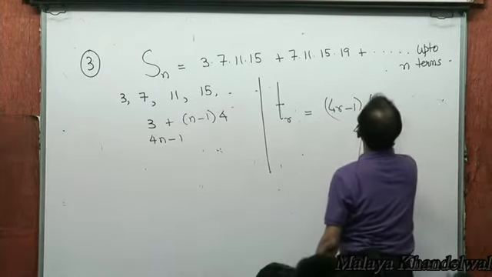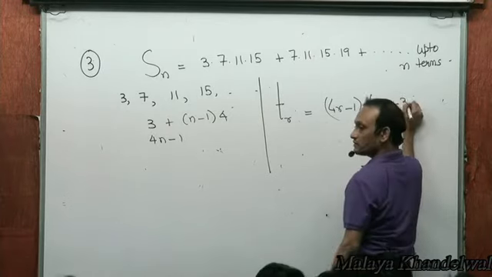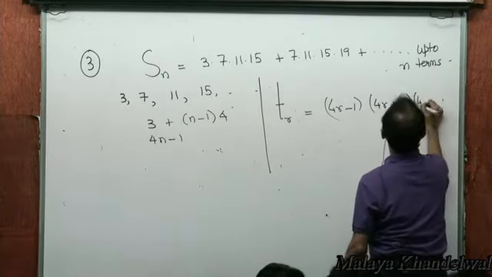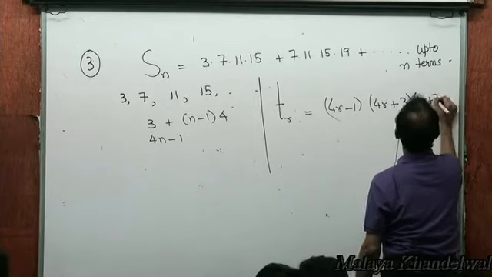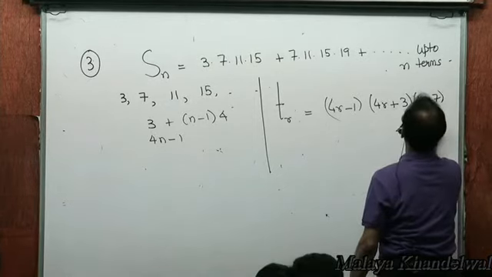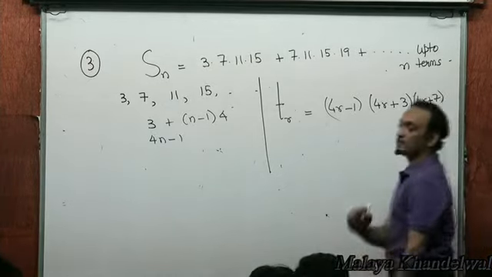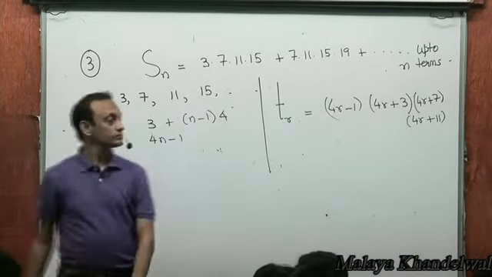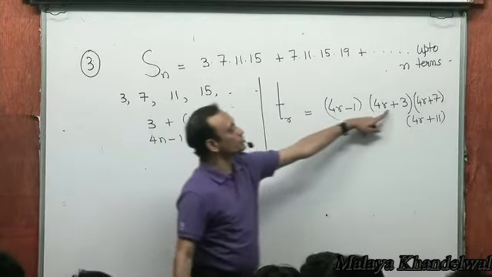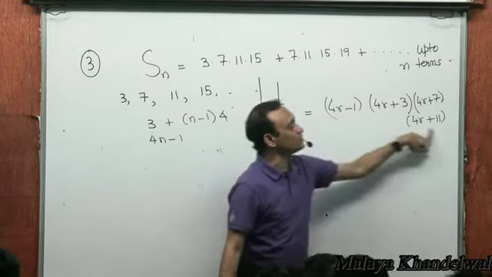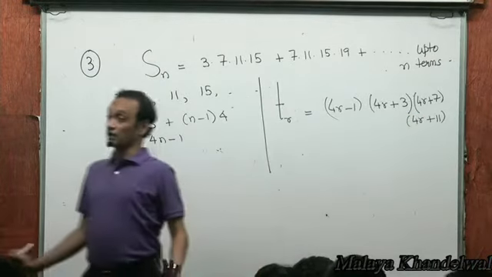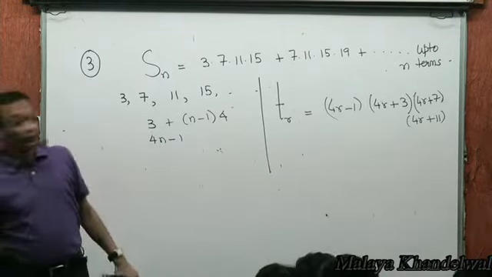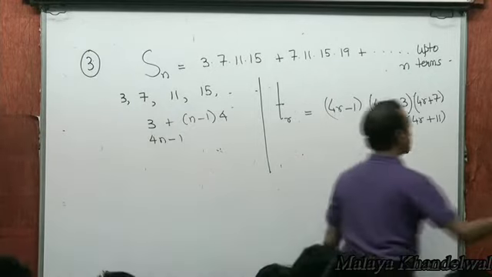So add 4. That makes it 4r plus 3, then 4r plus 7, and then 4r plus 11. Yes or no? That's the rth term. The rth term is 4r minus 1 into 4r plus 3 into 4r plus 7 into 4r plus 11. That's the rth term. Yes or no? Okay.